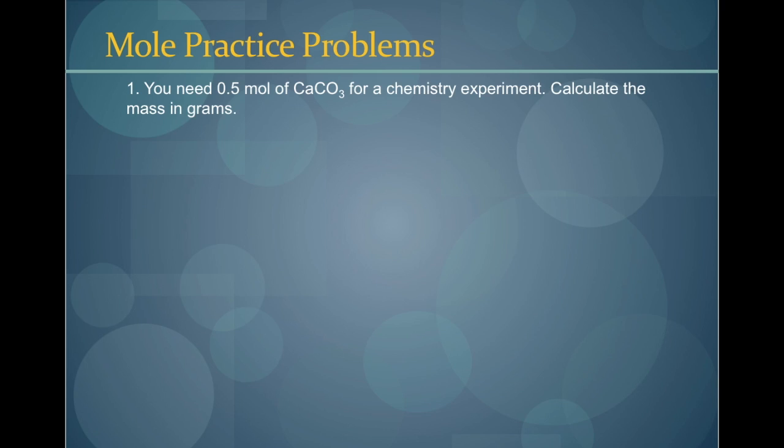So our first example here says you need 0.5 moles of calcium carbonate for a chemistry experiment. Calculate the mass in grams. This is something chemists need to do all the time, because if you have a bottle of calcium carbonate, it's pretty hard to figure out when you have 0.5 moles. The way you usually do this is you convert to grams, and then you can weigh out the number of grams that you need on a balance.